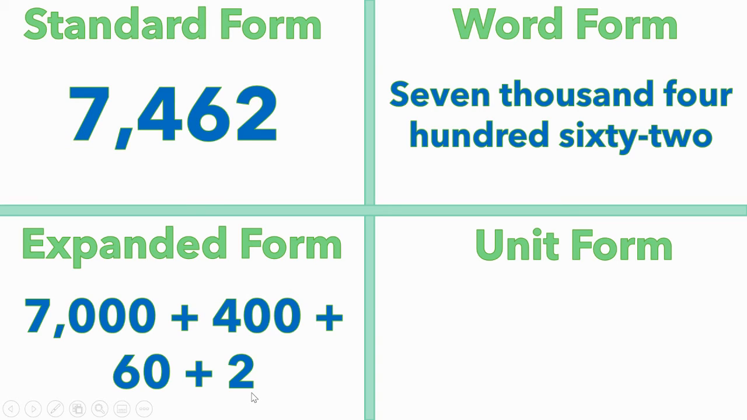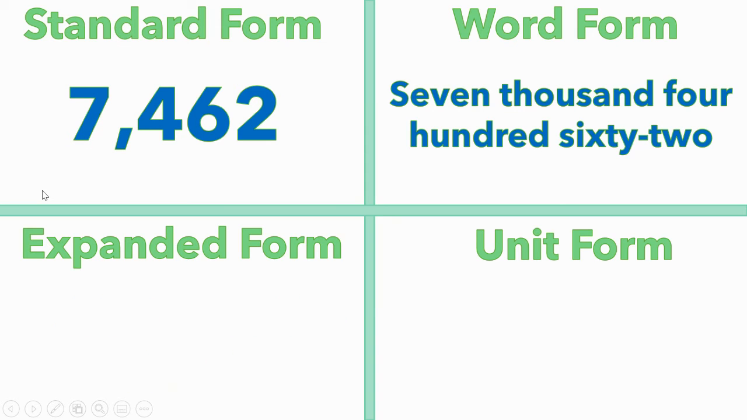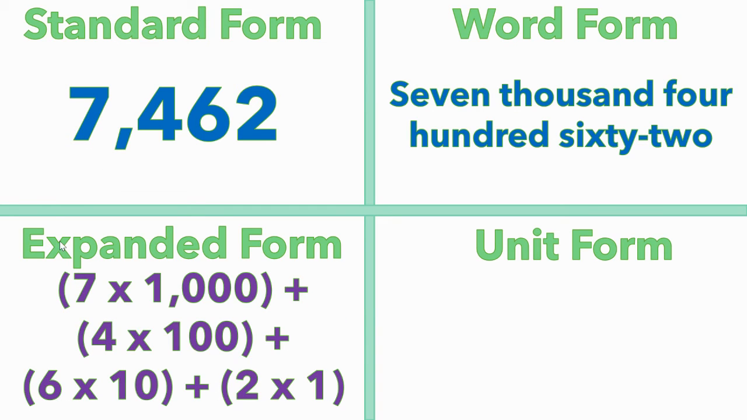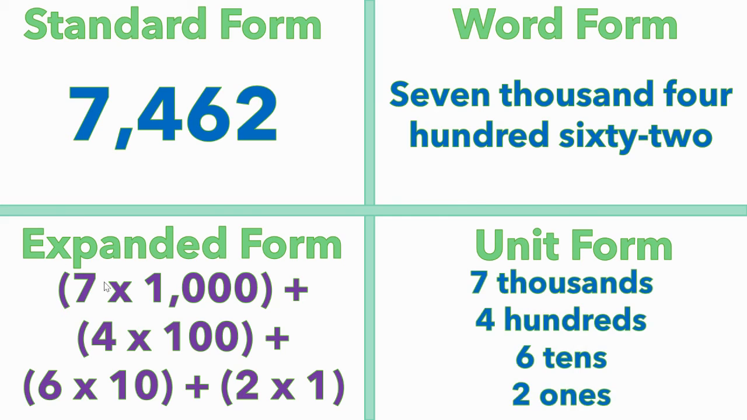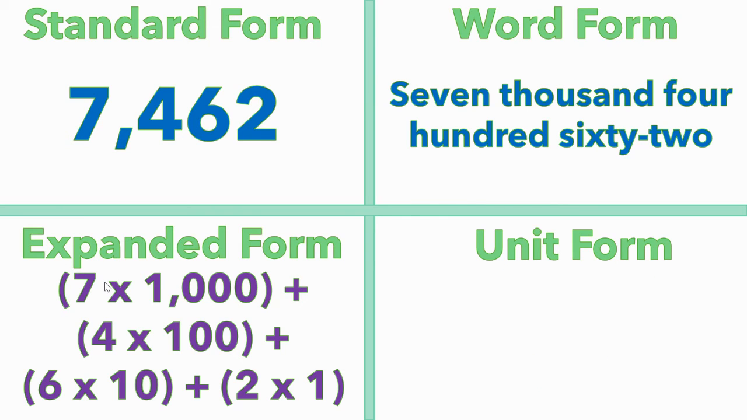We can also use multiplication to help us write this number in expanded form. What we do is we use the digit that we see and multiply it by its place value. So the 7 is in the 1,000s place, so it's 7 times 1,000. The 4 is in the hundreds place, so it's 4 times 100. The 6 is in the tens place, so it's 6 times 10. And the 2 is in the ones place, so it's 2 times 1.